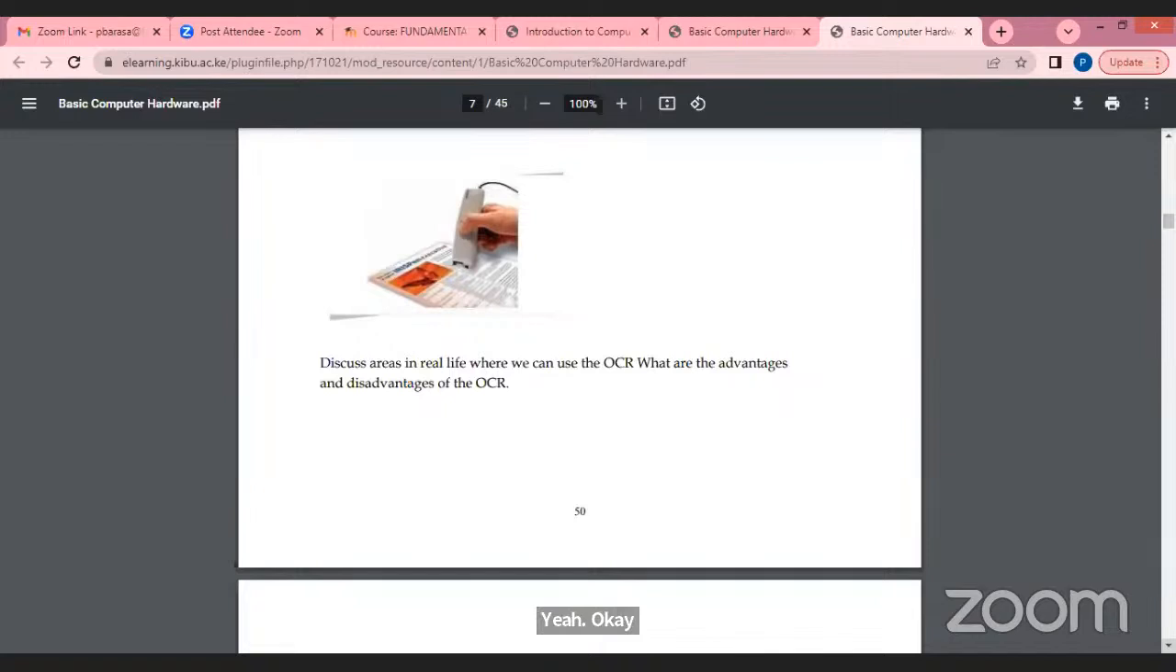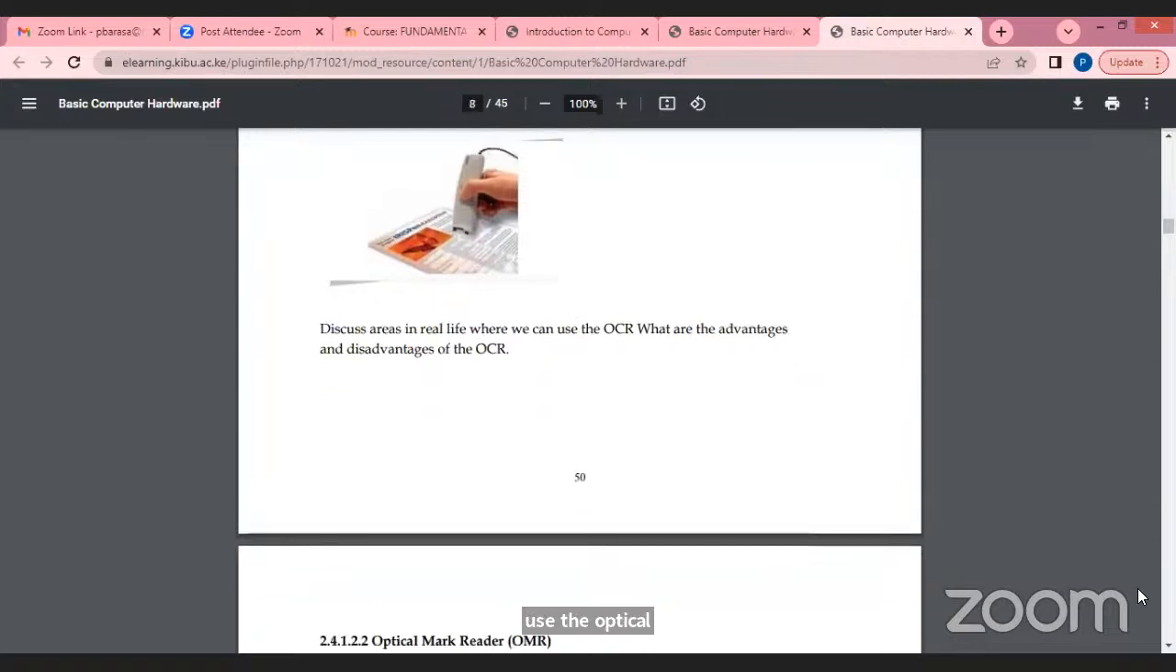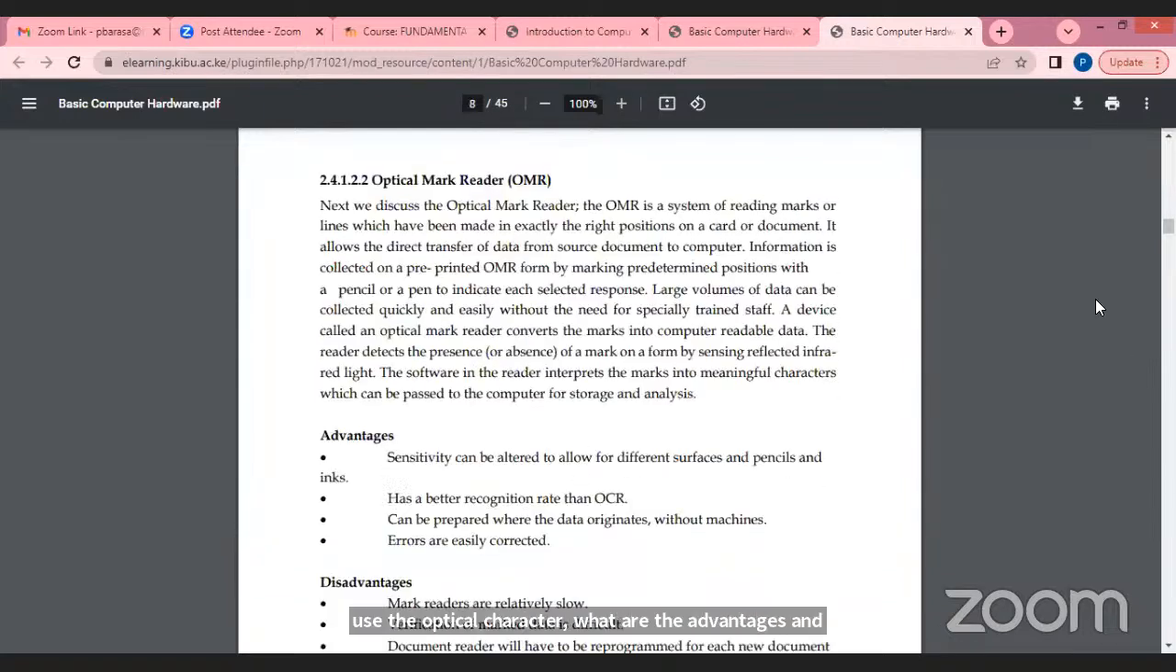So what are the advantages? Later you can discuss, in two or three people, the areas in real life where we can use optical character recognition. What are the advantages and disadvantages of OCR? So that's what I'm leaving you as an assignment as we finish this class.